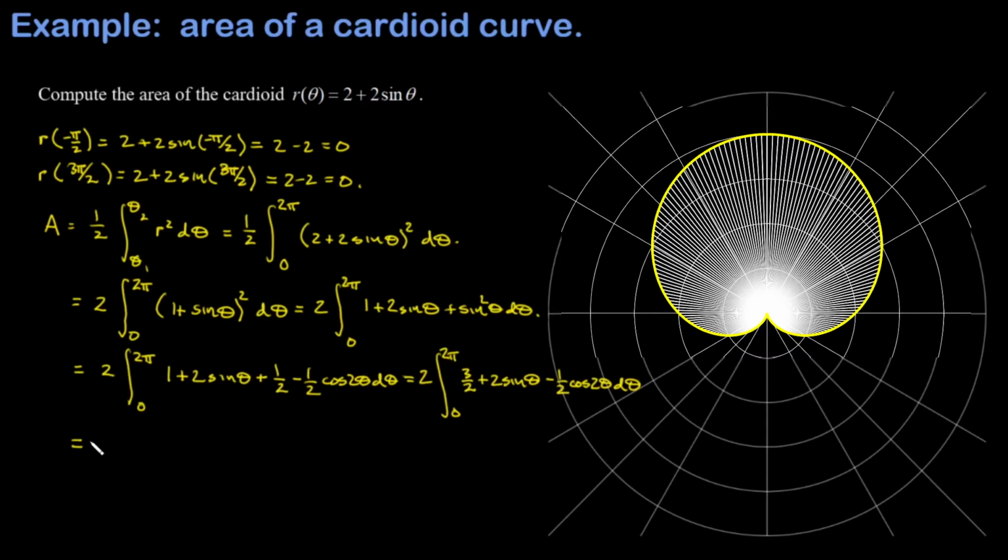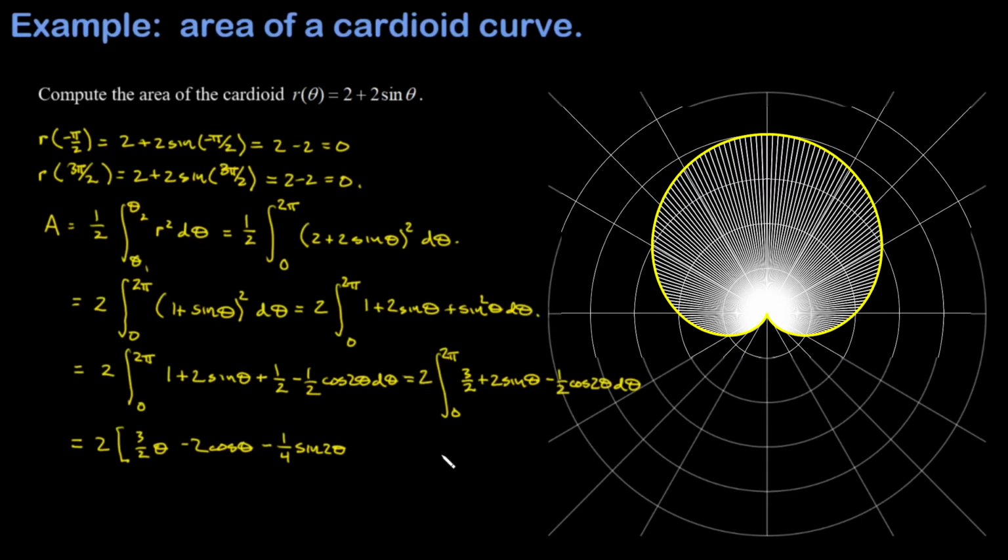Now we can go ahead and guess the antiderivative of each piece. 3/2 integrates to 3/2 theta. 2 sine theta integrates to negative 2 cosine theta. And then I have to consider the chain rule in the third antiderivative. The antiderivative of cosine of 2 theta would be 1/2 sine 2 theta. Combining the 1/2 gives me a 1/4.